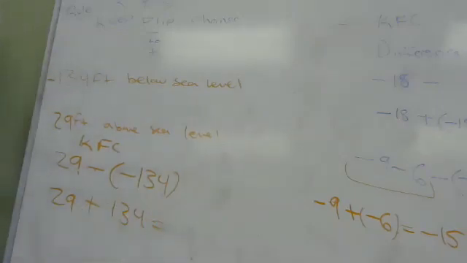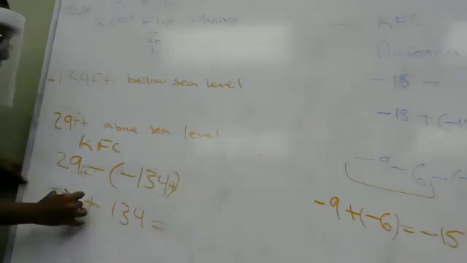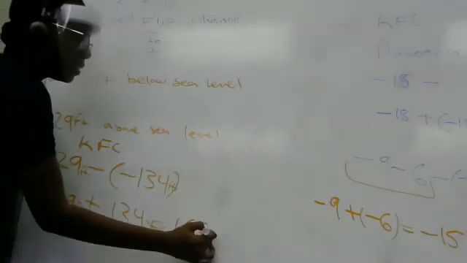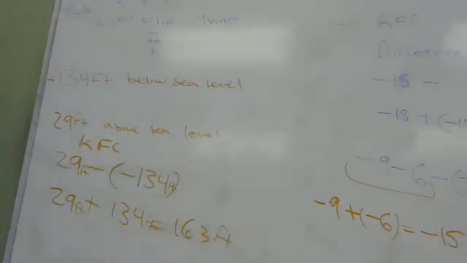So now I'm adding these numbers, 29 plus 134. It's 163. 163 what? Feet above sea level. So you have to remember the unit. So 29 feet plus 134 feet is 163 feet.